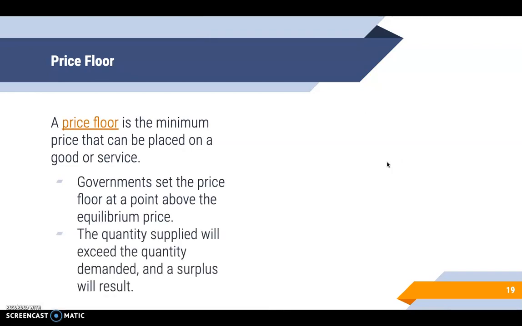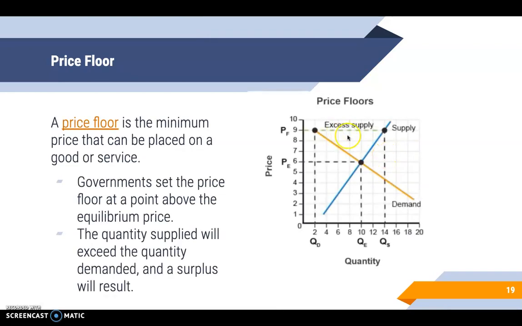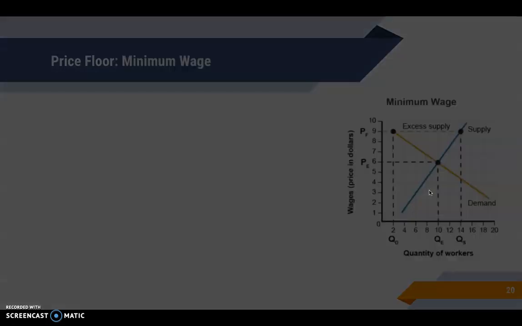So we left off here, and I was just showing you this chart. So the price floor here is the amount that's being supplied. Here's the amount that is demanded, and this is our surplus, our excess supply. So let's take a look at an example of when this happens in the United States.